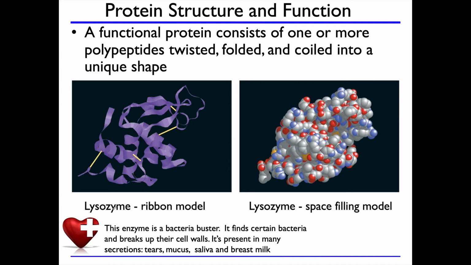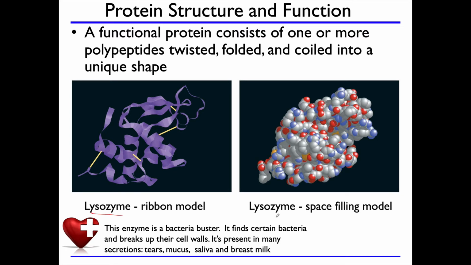Let's look at this one, for example. This special protein here, this is the ribbon model of it. This is a scaled down version of what it looks like. If you use a space filling model that uses spheres for atoms, you can see it's kind of like a big blob, as we said before. And this has a function. Its function, when it's folded in this way, is a bacteria buster. It finds certain bacteria and breaks up their cell walls. So this one here helps you, lysozyme.